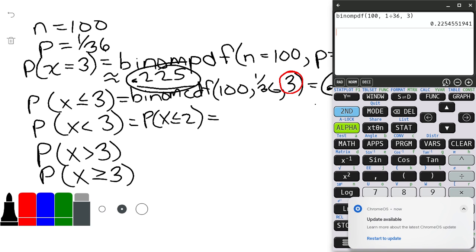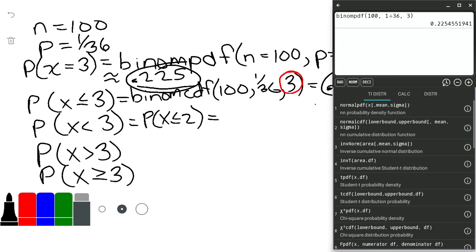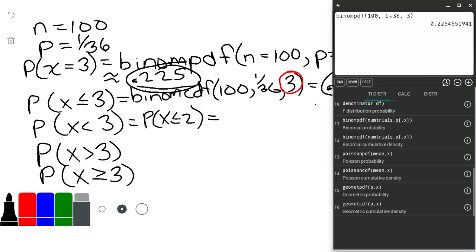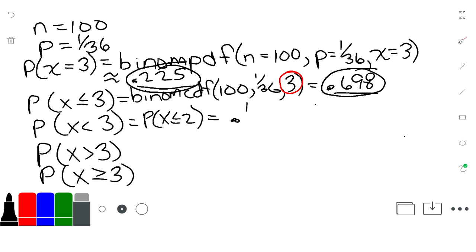Okay, so let's do that. Second, vars, binomial CDF 100, 1 divided by 36, and 2 this time. So as you can see there, 0.472 is indeed the answer that is produced.